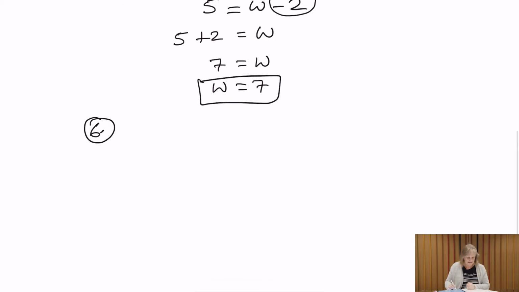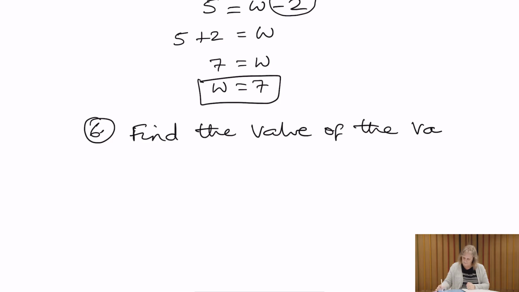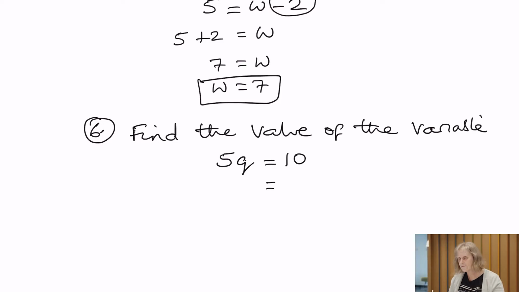Okay, so let's have a look at number 6. We want to find the value of the variable. In this case, we've got 5q is equal to 10. The variable is q, so always identify what the variable is. And we're multiplying here on the left-hand side. 5q means 5 multiplied by q. So the rule, so that we can find the value of q, is the opposite of multiplying by 5 is dividing by 5. So we're going to divide each side by 5.